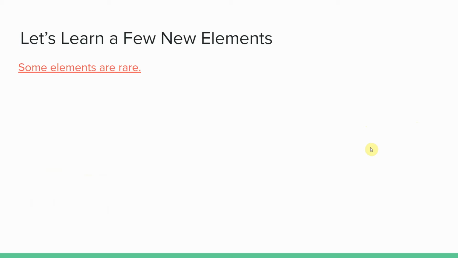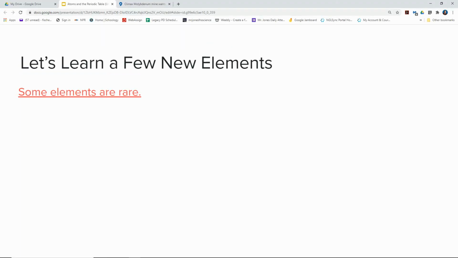All right, now what we're going to do is we're going to take the information that you already have and we're going to look at some other elements that maybe you haven't heard of. Like for instance, did you know that in Colorado, we are a state that mines a lot of molybdenum, which is a type of element? Let me show you.